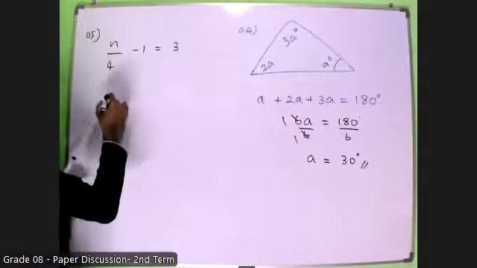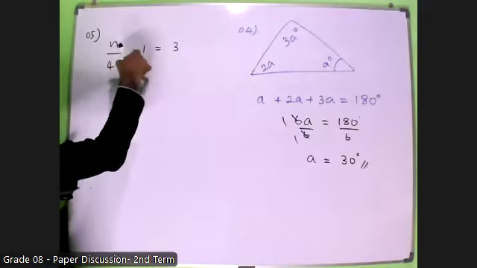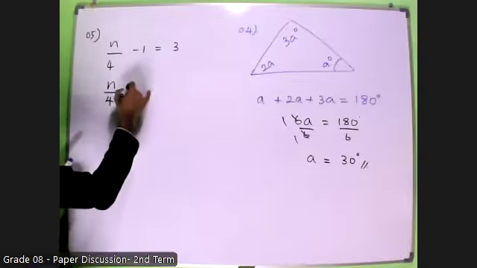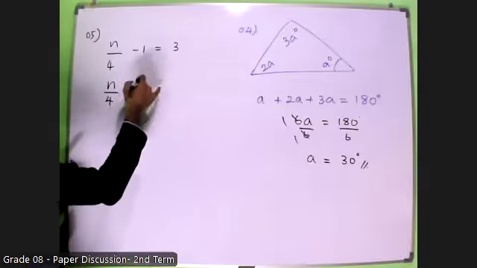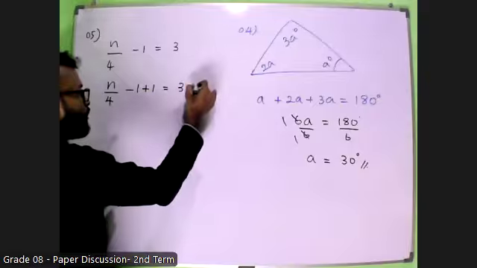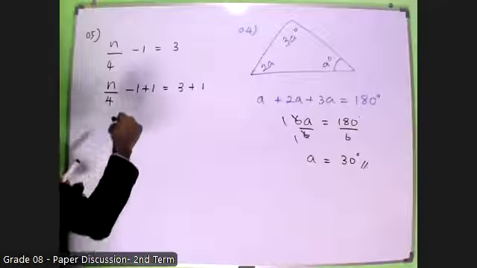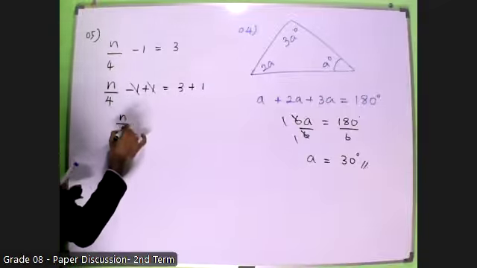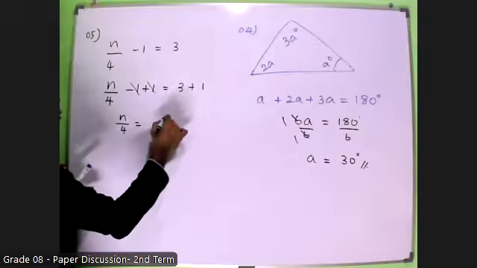So how do you find it? First of all, you need to eliminate this minus 1. If you have minus 1, what is the opposite thing? You have to add 1, so add 1 to both sides. Right? So it cancels out, 0. n divided by 4 equals 4.